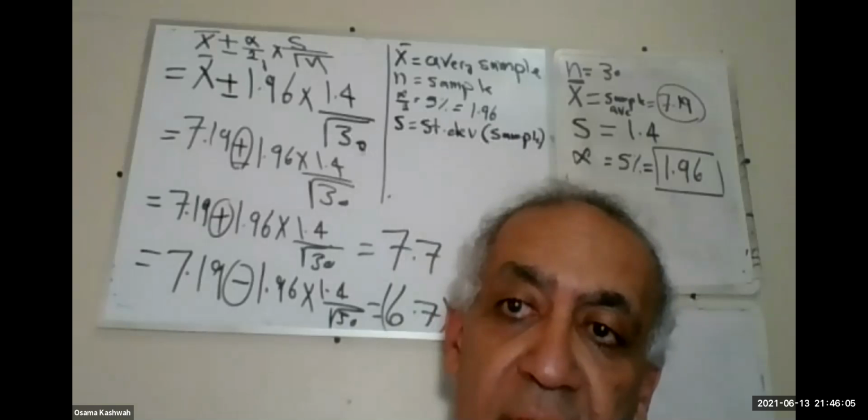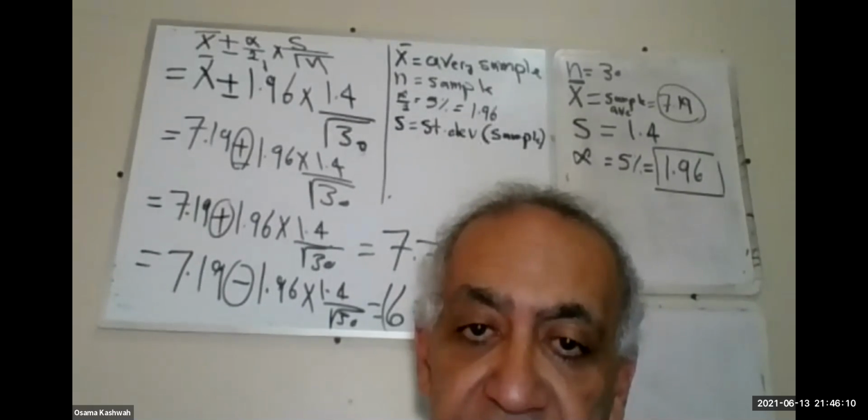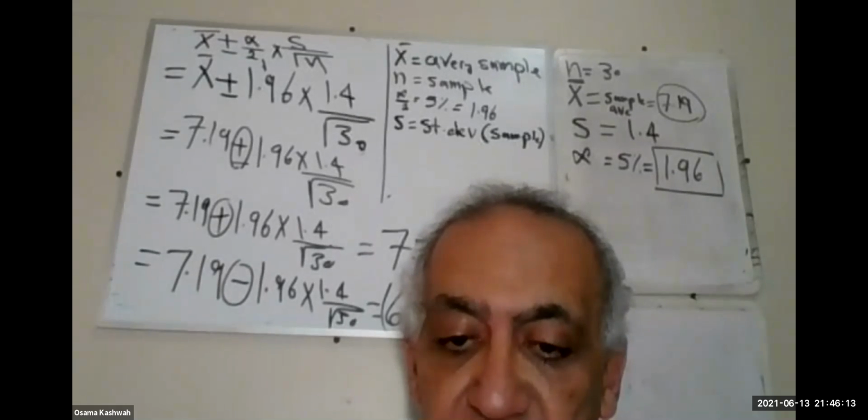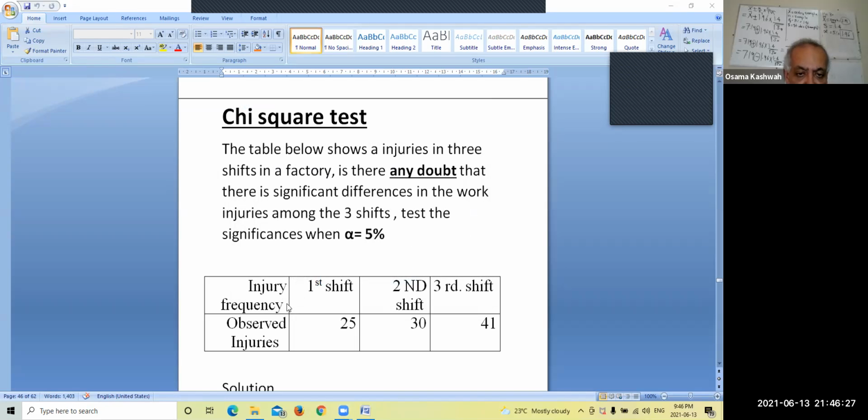So here, I have an example, and I will share the screen about how we would use chi-square in our work. The table below shows injuries in 3 shifts in a factory. There is a factory that's working 3 shifts, shift number 1, shift number 2, and shift number 3. We observed 25 injuries in the first shift, 30 injuries in the second shift, and 41 injuries in the third shift.